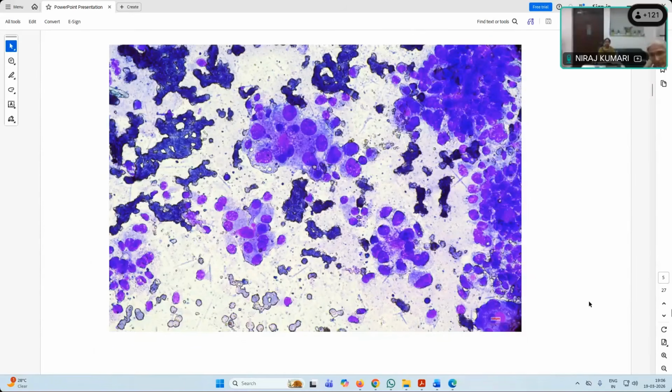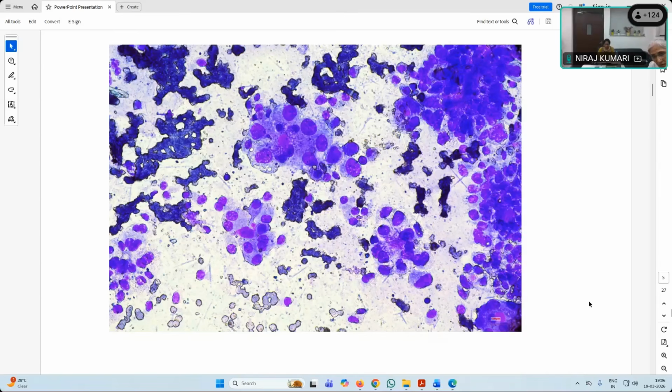So at a low power, whenever we see cytology smears, we look for the cellularity, whether it's mild, moderate, or very marked. We look for the arrangement of the cells, whether they are in papillae or tubules or follicles, or they are just diffusely arranged or in sheets. Okay. So here, what did we note? We noted that the smear is quite cellular. The cells are present in a papillary pattern.